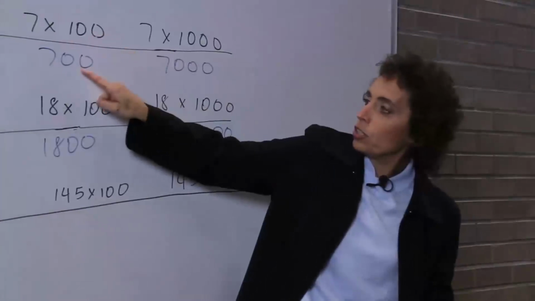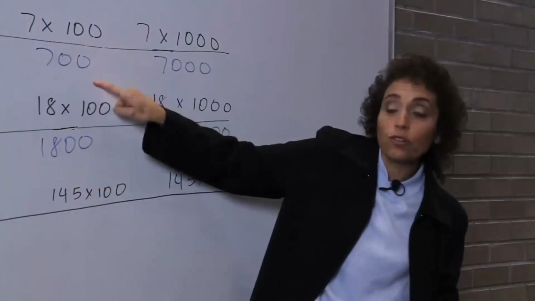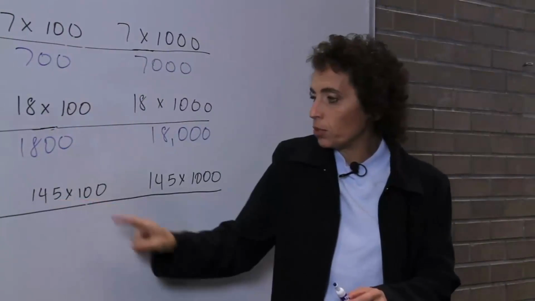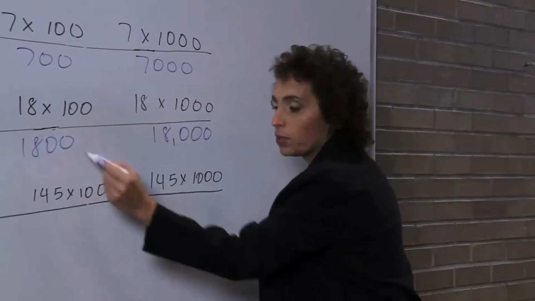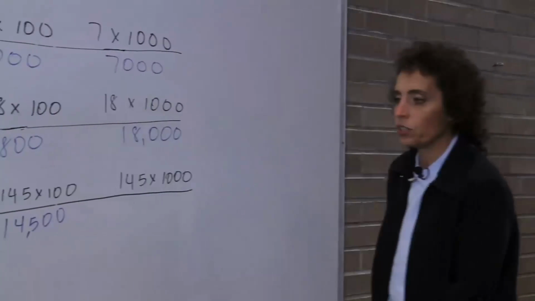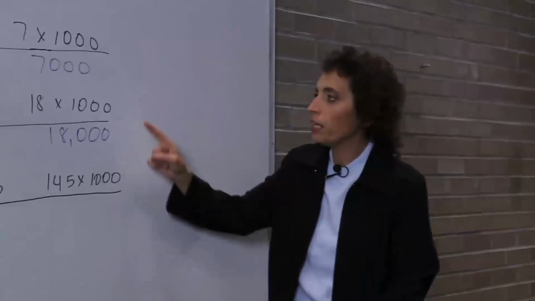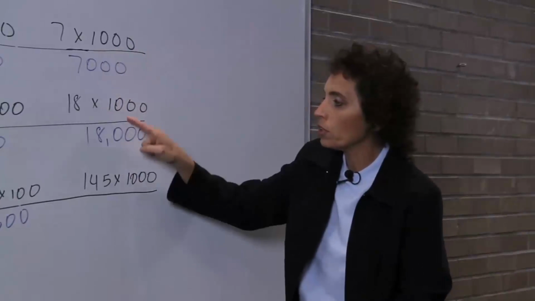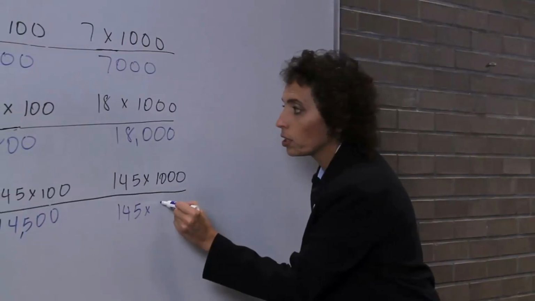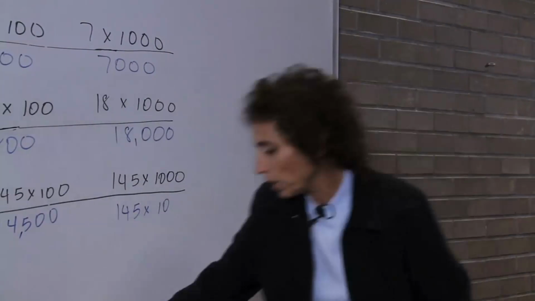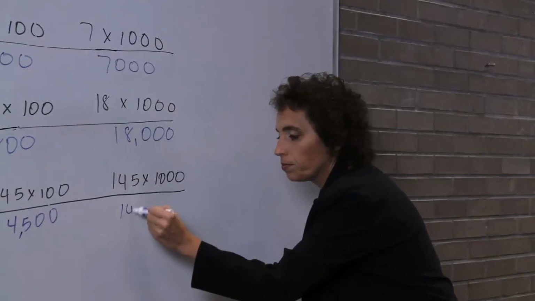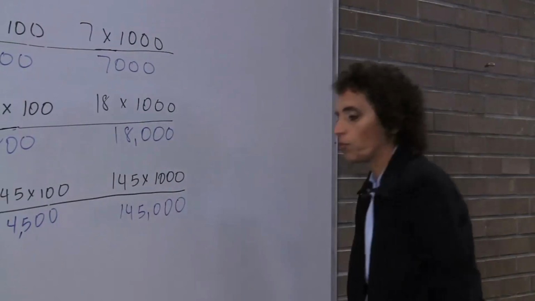Okay, 2 zeros, 2 zeros. 7 times 1 is 7, 2 zeros. 18 times 1 is 18, 2 zeros. 145 times 100. Well, 2 zeros give me 2 zeros, so 14,500. Same thing here. 3 zeros, 3 zeros. So again, 145 times 1,000. We have 3 zeros, so we have to put in 3 zeros.